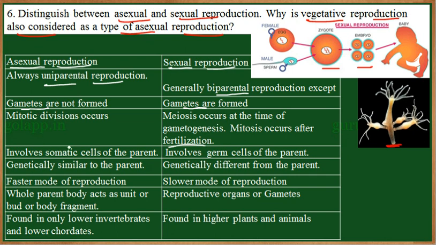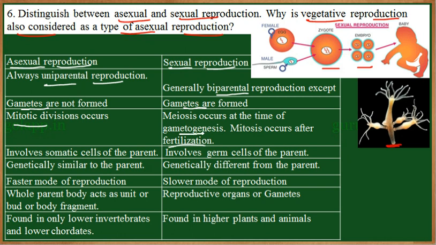Now the type of cell division involved in asexual reproduction is mitotic division. Mitotic division is called equational division. The number of chromosomes is maintained in the parental cell and the newly formed cell, and there would be no variations, as recombination does not occur during mitotic division. Whereas in sexual reproduction, both mitosis and meiosis are involved.